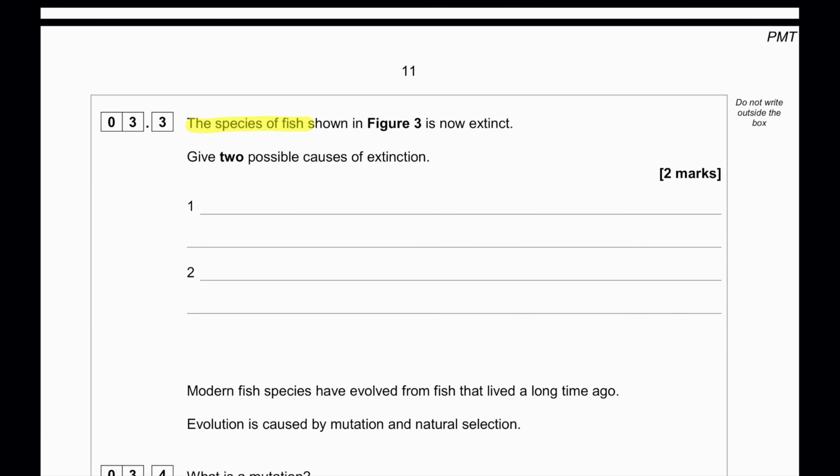The species of fish shown in figure 3 is now extinct. Give 2 possible causes of extinction. This particular answer, the causes of extinction, first of all, we need to understand what extinct means. It means this particular organism is no longer living in today's world. So there can be many points we can write.